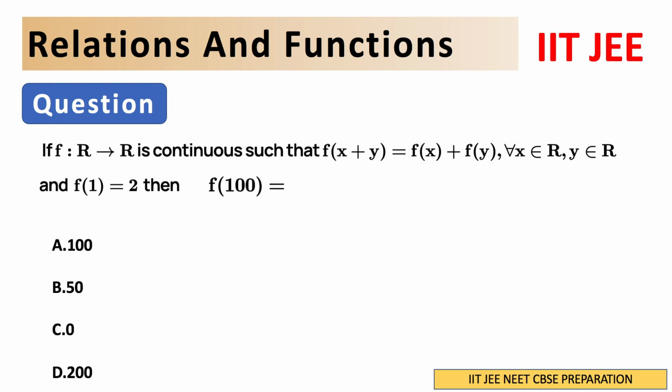Let's see. So it says that if f is a function from R to R, a continuous function such that f(x + y) = f(x) + f(y) for all x belonging to R and y belonging to R. Also they have given f(1) = 2, and you have to find out the value of f(100). So now this is a very simple question.